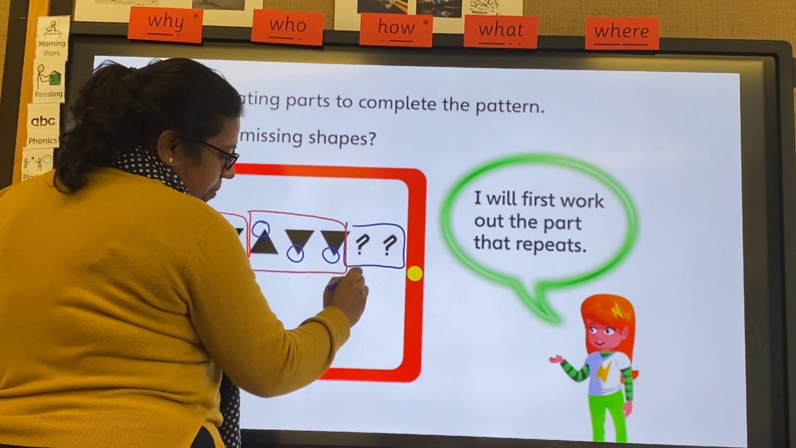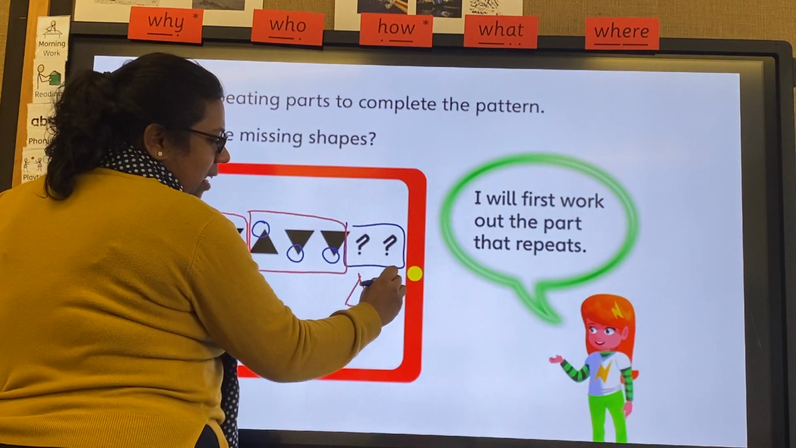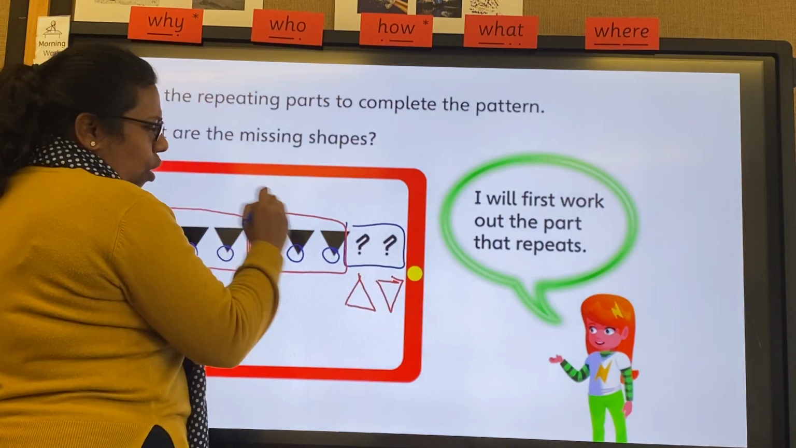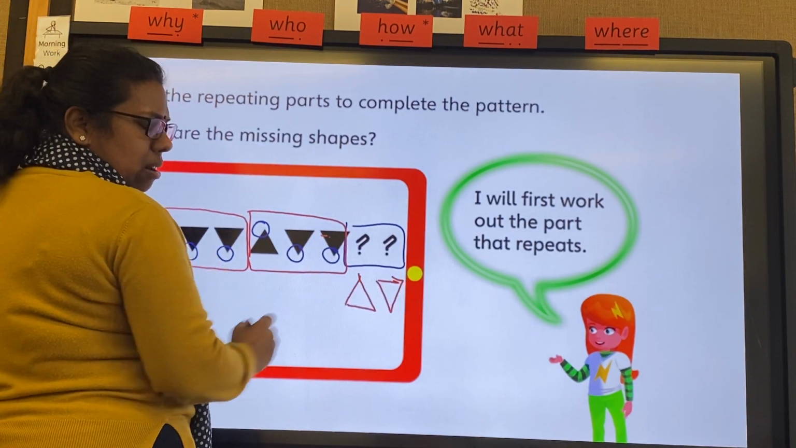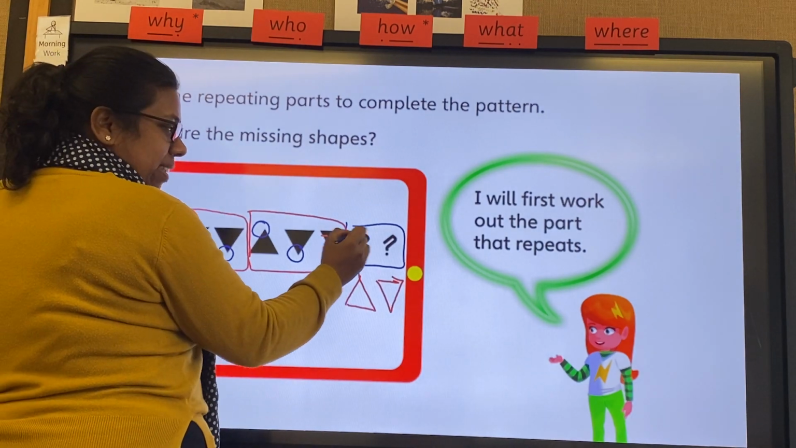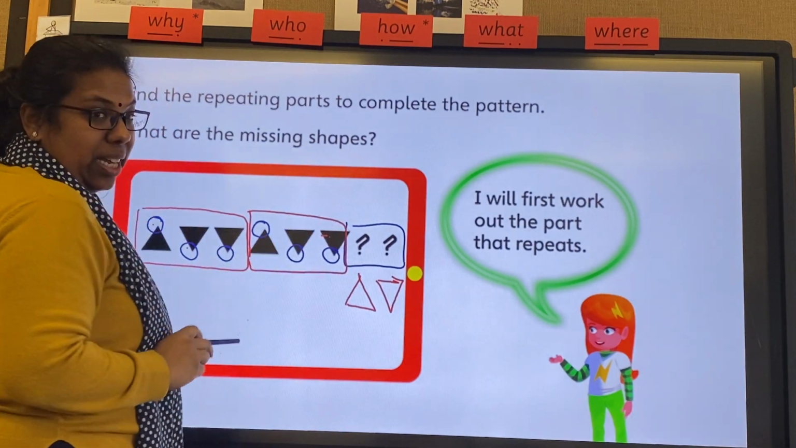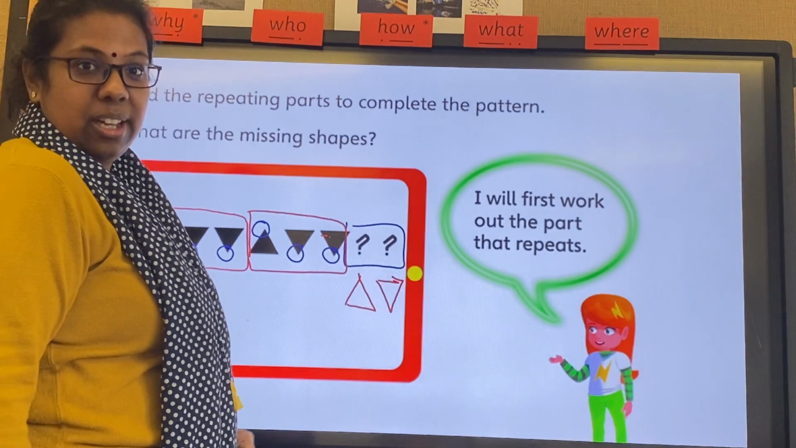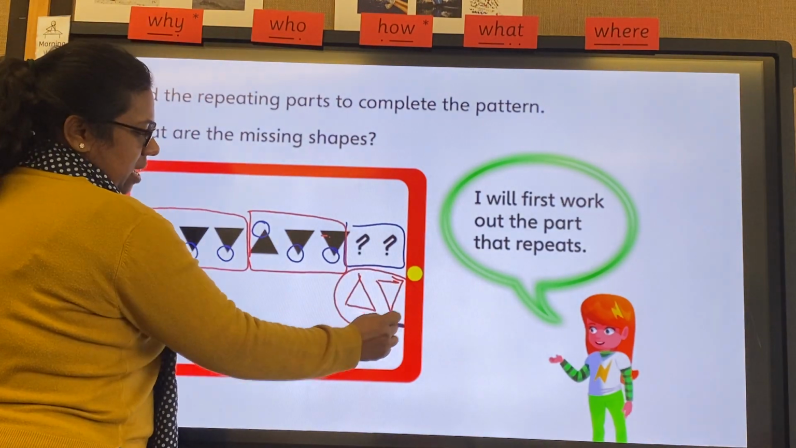Fantastic. It will be a triangle that's pointing up and a triangle that's pointing down. Why haven't I chosen this triangle again? Exactly, because I only have 2 shapes to fill in, so I don't need my third triangle. So this will be the correct answer.